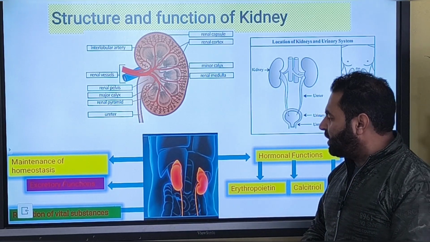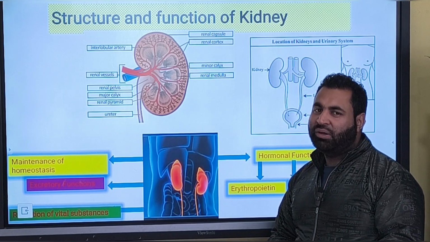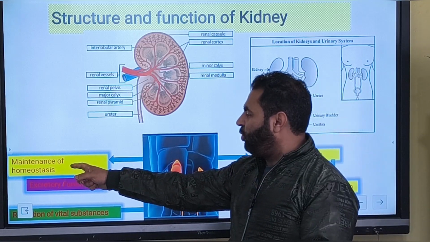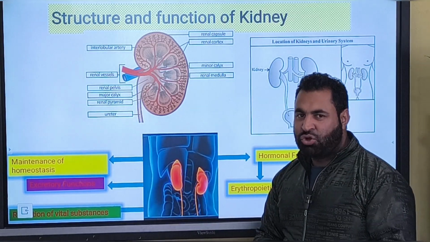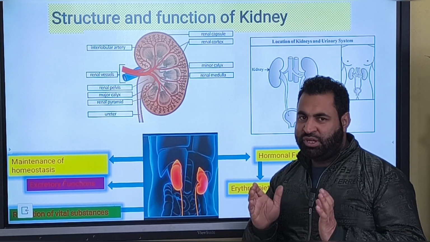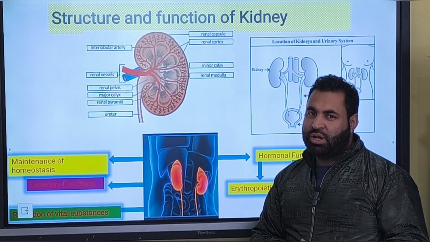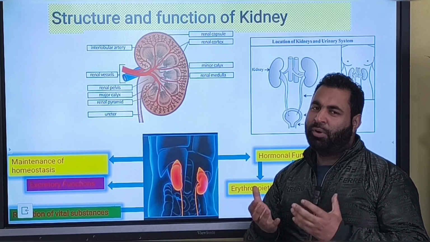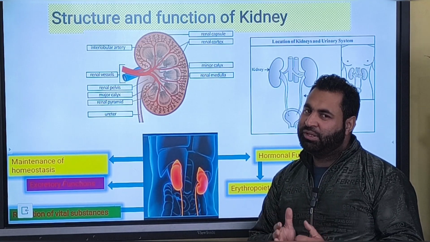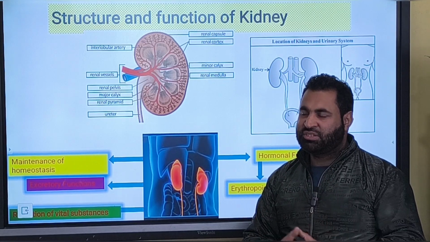So, what is the function of the kidney? Kidneys have some important functions to perform. Suppose maintenance of homeostasis. What is homeostasis? Homeostasis is the maintenance of a steady state. Our body is composed of millions of cells, and our body is housing those cells. It is providing the proper environment for the growth, division, and sustenance of those cells.